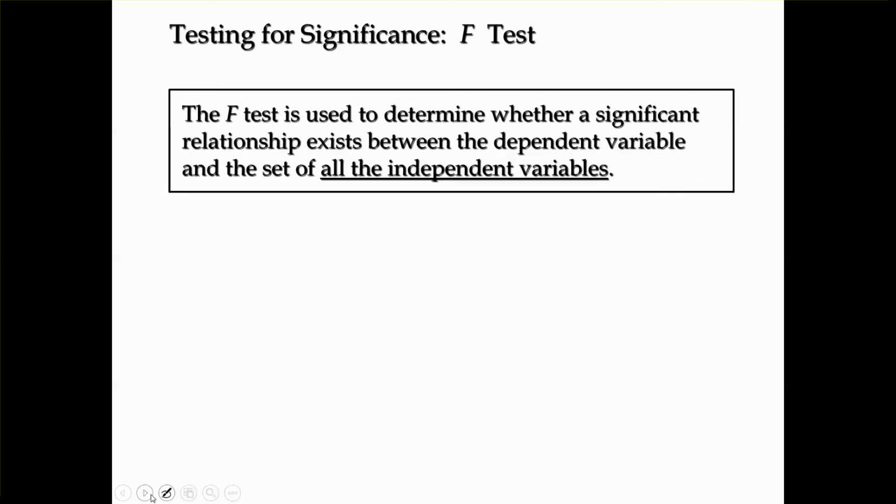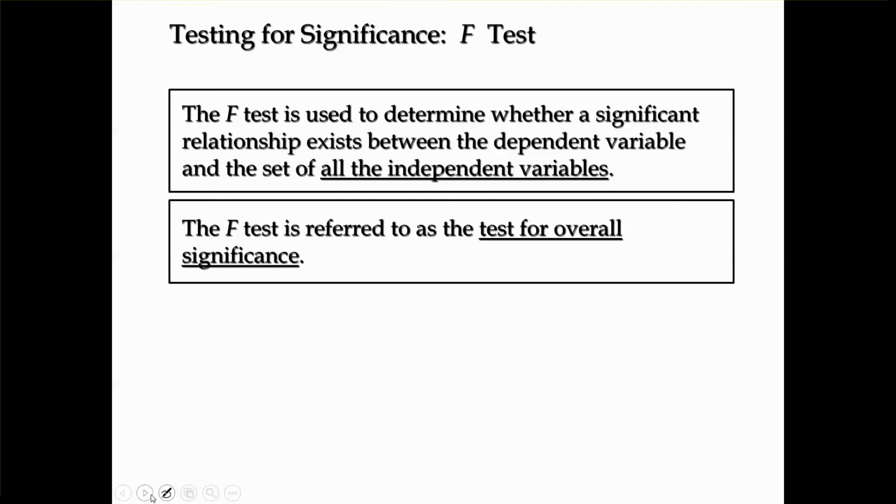The F-test is used to determine whether a significant relationship exists between the dependent variable and the set of all independent variables. The F-test is referred to as the test for overall significance. Based on my experience, former students usually make mistakes when they try to write down the null hypothesis and alternative hypothesis. So in that case, please pay attention to how I write down the hypotheses in our F-tests.